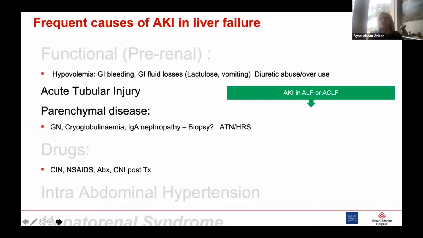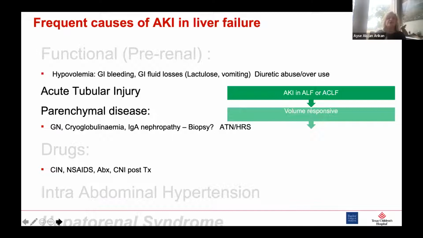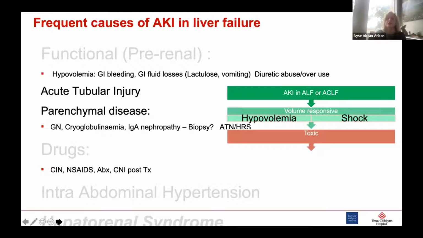AKI in liver failure, whether it is acute or chronic, ALF or ACLF, is a bit unique in our approach to it. Differential diagnosis somewhat goes hand in hand with intervention. So in order to tease out whether we actually have a volume responsive state, we do need to stop diuretics and maybe volume resuscitate a patient and differentiate it from hypovolemia versus shock. Shock will also behave as if it's a volume responsive state sometimes, especially if the effective circulating volume is decreased with venodilatation. We need to differentiate whether there is a toxic arm involved. It could be nephrotoxins, but recently we've come to understand the importance of very high bilirubin and bile casts in the propagation of kidney injury in liver failure.